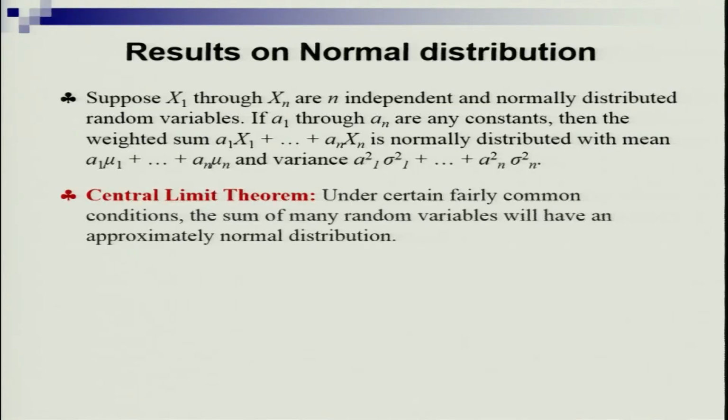So, what is the central limit theorem? Statisticians say that under certain fairly common conditions, the sum of many random variables will have an approximately normal distribution. Note that we are not saying that the random variables you are adding have to follow normal distributions also. So, it is a pretty general result, but it holds for large samples, and we are going to come back to the central limit theorem again when we discuss sampling and sampling distributions.